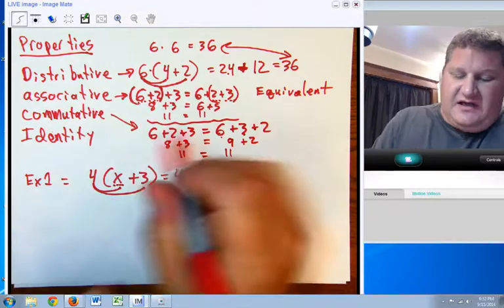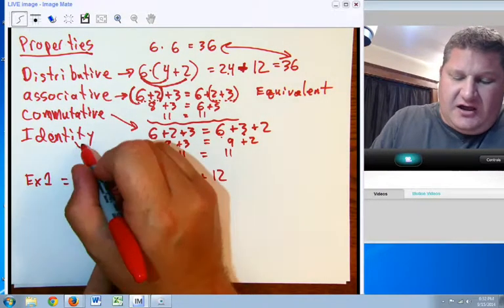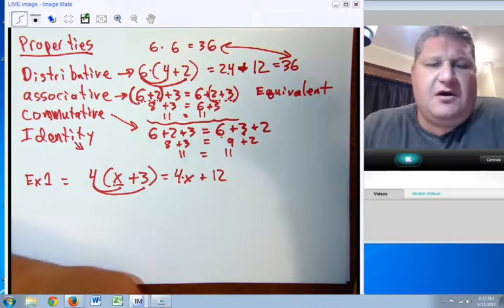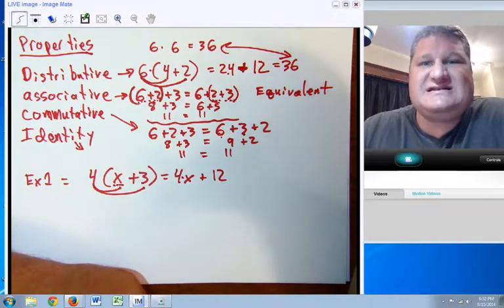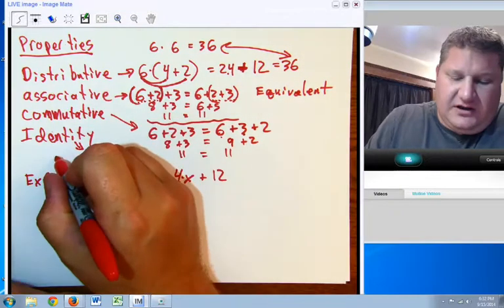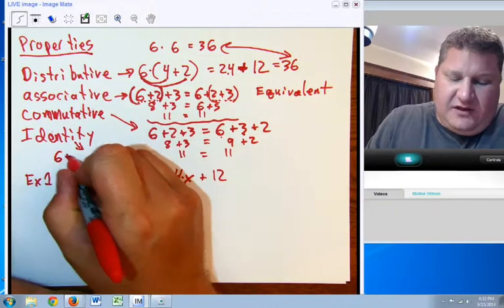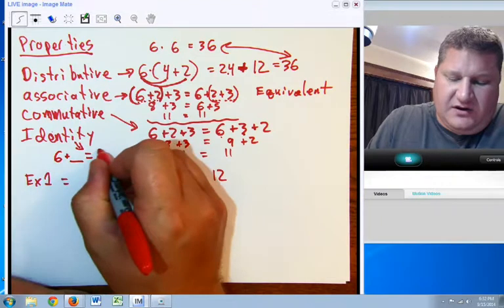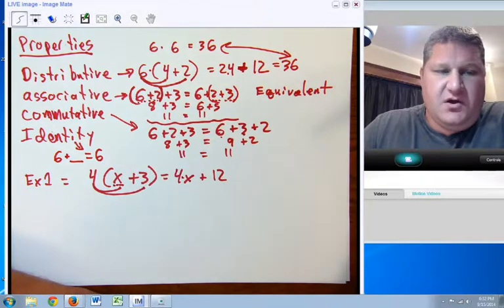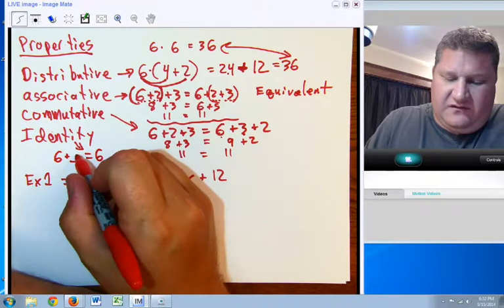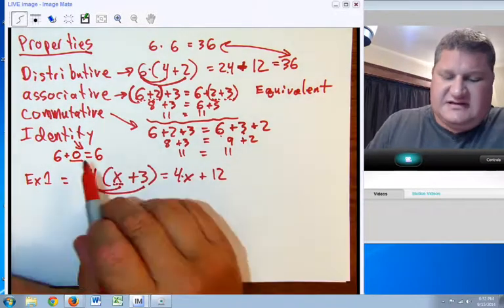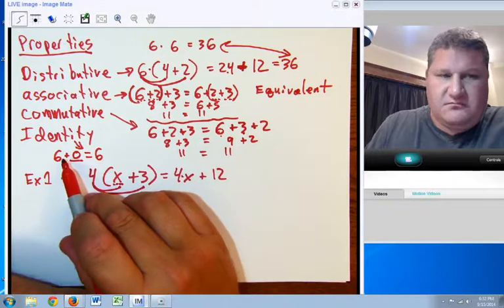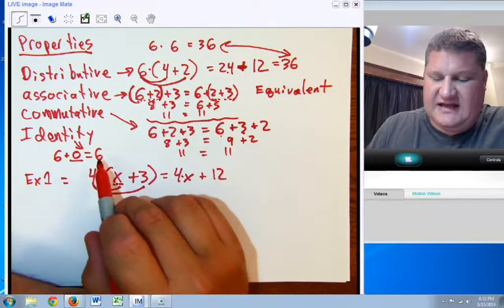Now, the last one is the identity property. Now, identity, well, think about words that sound the same. Identical. If something is identical, it's the same. So that's our property here. If I have 6 plus something, I want to get identically the same thing. Well, 6 plus what is 6? Well, that's 0. 6 plus 0 is 6. So the identity property is what you can add and get the exact same thing.